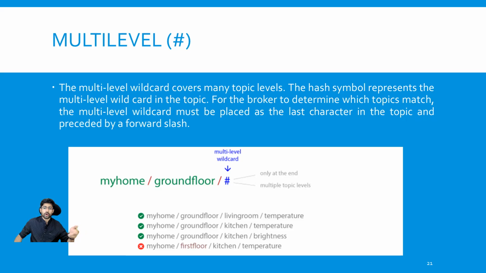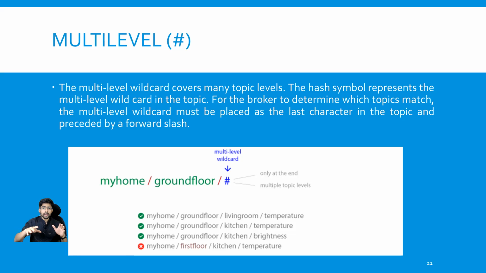coming from my home, ground floor, kitchen, temperature easily, because it doesn't matter what is written after the two labels, whether it's written kitchen and temperature, I don't care about this, because hash means anything after that. The initial two hierarchy levels need to be maintained. My home, ground floor, that's okay. In place of that, it's kitchen or brightness, I don't care. I will receive the data, because hash means anything after my home and ground floor.